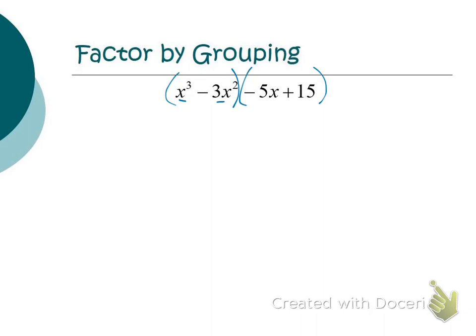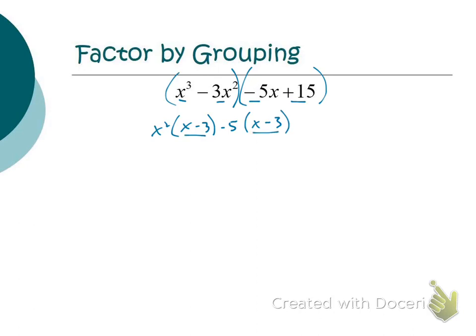I have a common factor here of x squared. When I factor out an x squared, I'm left with x minus 3. Then here, I'm going to factor out a negative 5. I want to make sure I take that negative with that first term. And when I factor that out, I get x minus 3 again.